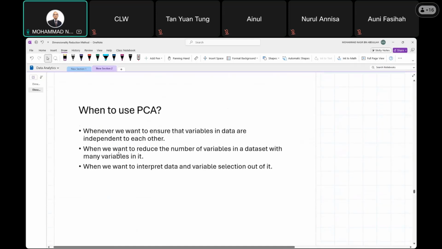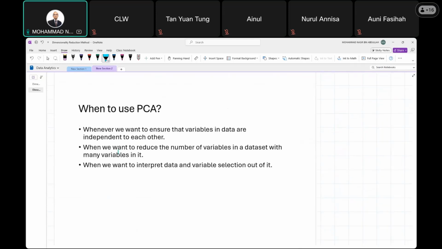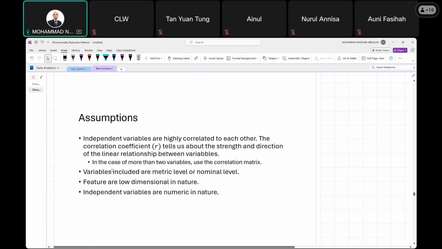So when to use PCA? When we want to ensure variables in the data are independent, when we want to reduce the number of variables, and when we want to interpret data and do variable selection. Right. There are several assumptions that need some attention before we proceed with principal component analysis. The first assumption is that the variables should be highly correlated to each other, right? The correlation coefficient tells us the strength and direction of the linear relationship of the variables. The variables can be metric level or nominal level, features are low dimensional in nature, and the independent variables need to be numeric.